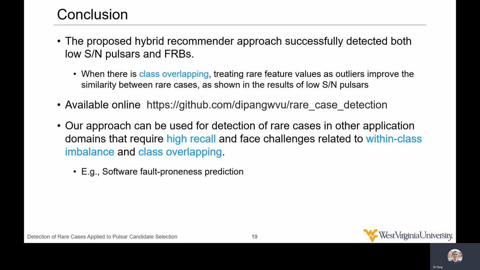Although we only use the pulsar candidate selection problem as an example, our approach can be used for detection of rare cases in other fields that also require high recall and may face similar challenges such as within-class imbalance and class overlapping.